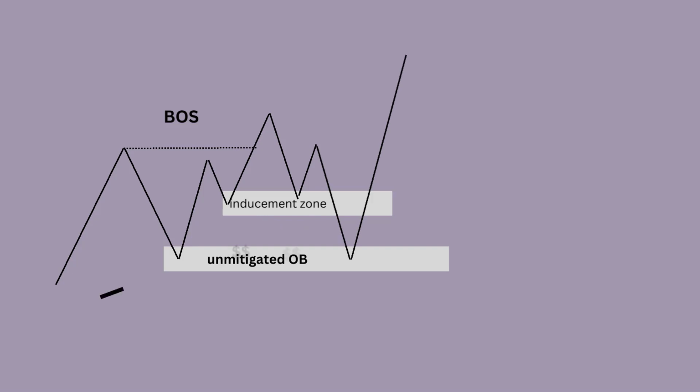Price sharply moves below the inducement zone, sweeping the liquidity below, reaching the unmitigated order block, where it gains more momentum and moves to the upside. So guys, this is one of the ways big financial institutions manipulate or trap retail traders. Let me show you another way they trap retail traders.